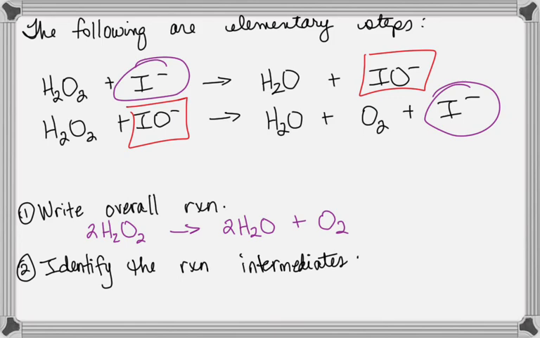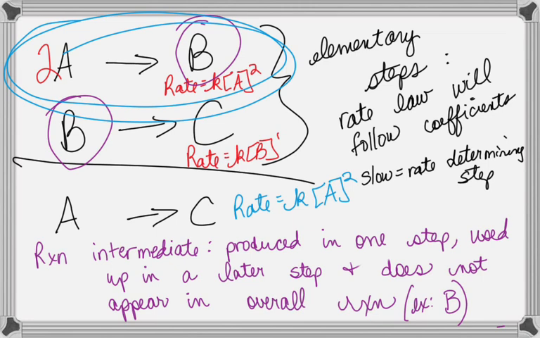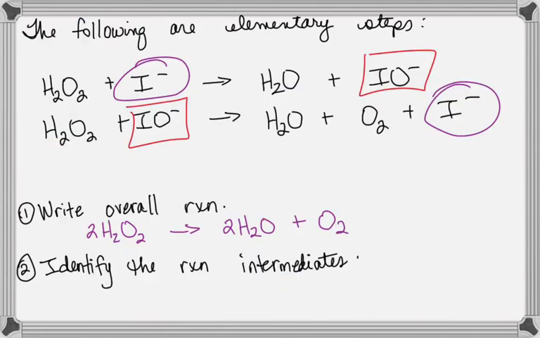Identify the reaction intermediates. What did I tell you an intermediate was? Produced in one step, used up in a later step, and does not appear in the overall reaction. There's only one thing here that fits that. The iodate.